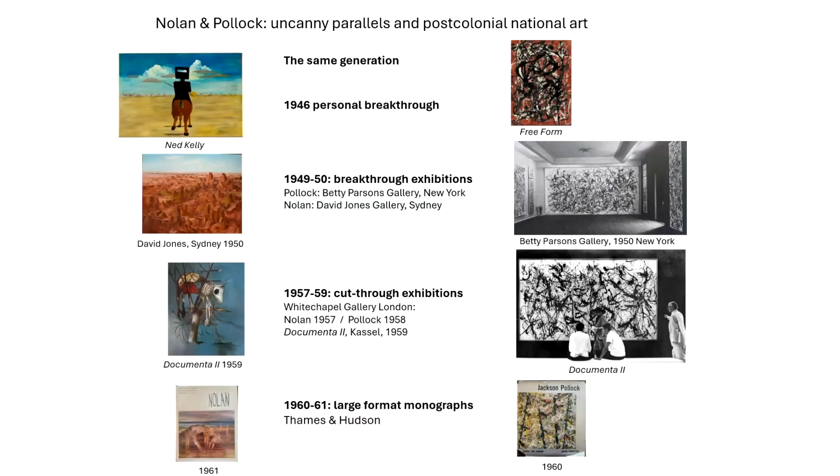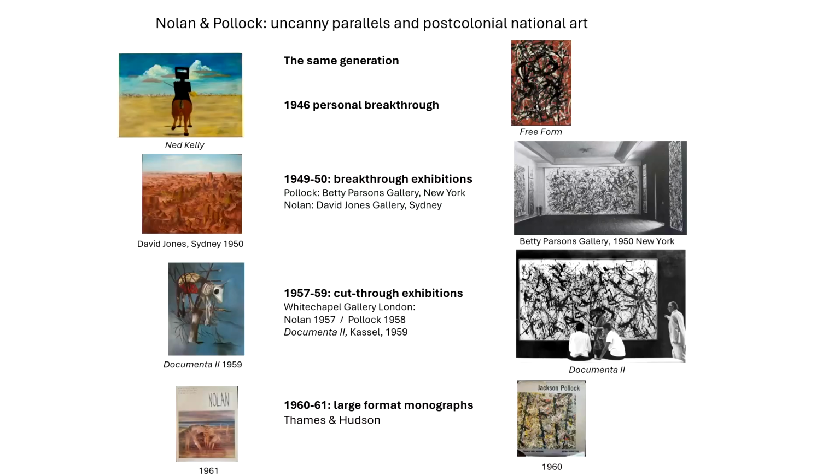So we have this interesting parallel. And Nolan and Pollock, I think, are like twin figures that represent, one for America, one for Australia, what the new national art is. So it takes more than just the genius of Pollock and the New York School to break through internationally. The world has to be ready for it.